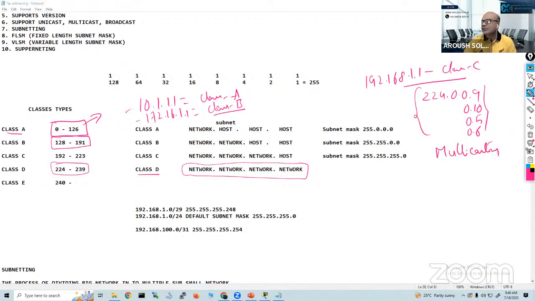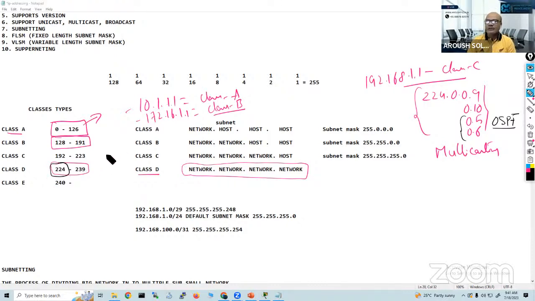Multicasting. For example, these two IP addresses, 224.0.0.5 and 224.0.0.6, belong to OSPF, Open Shortest Path First, one of the famous routing protocols widely used in organizations. It is a very interesting protocol, and we are going to do a lab for it. We'll learn about OSPF. For multicasting, we'll use this range.